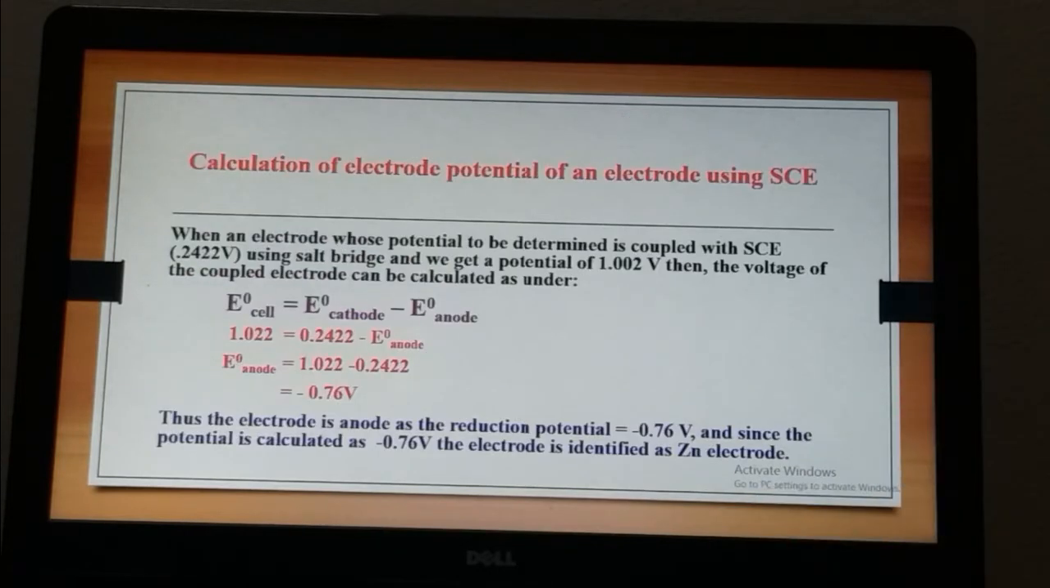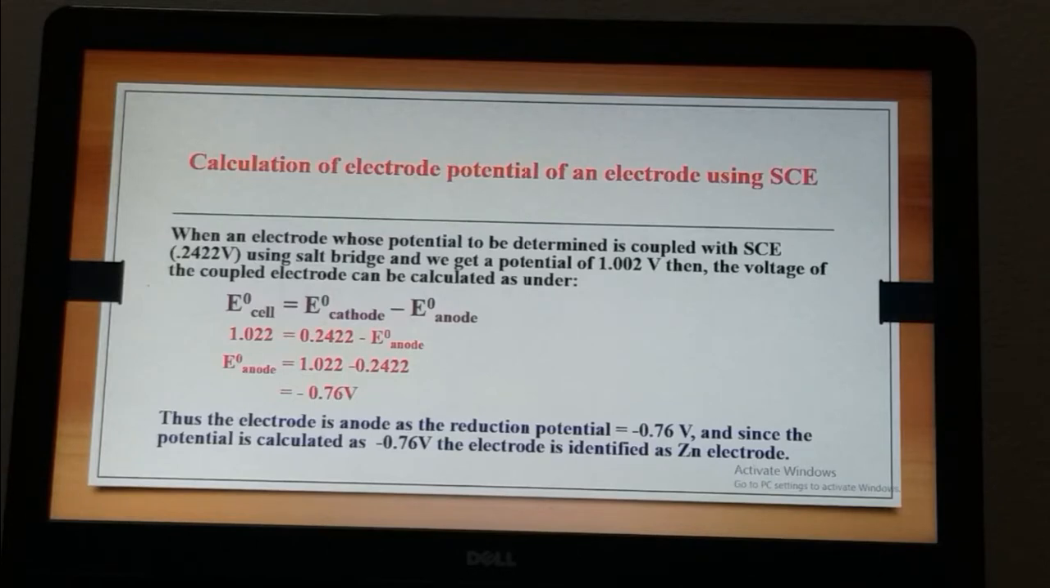We can also determine the single electrode potential of an electrode using saturated Calomel electrode. So we know that saturated Calomel electrode, SCE is the abbreviation for it, has a potential of 0.2422 volts. I have written here. So using a salt bridge, we will connect the two half cells, and we will measure the potential. Let it be 1.002 volts. So again we will substitute the values of the saturated Calomel electrode and the measured potential in the formula E naught cell is equal to E naught cathode minus E naught anode, and the calculated value of the potential of the electrode under test is coming out to be minus 0.76 volts. So again minus 0.76 volts is the reduction potential of zinc. So we can conclude that the electrode under test is zinc and it is acting as anode.